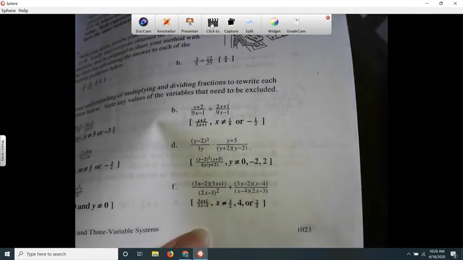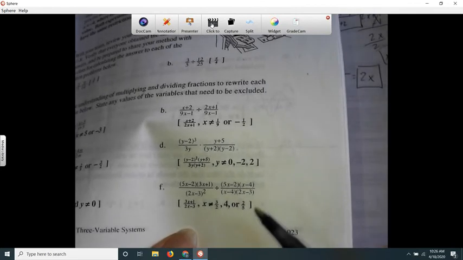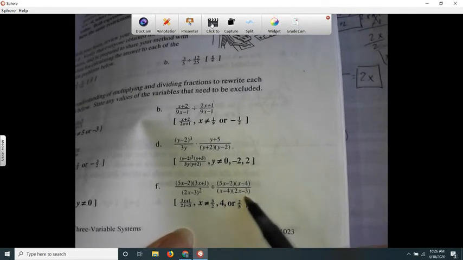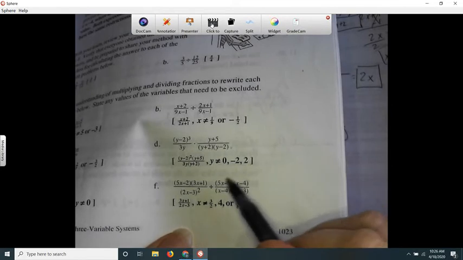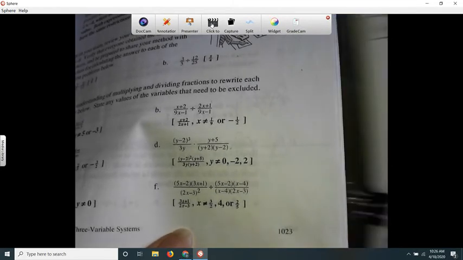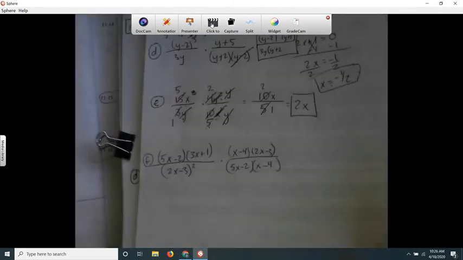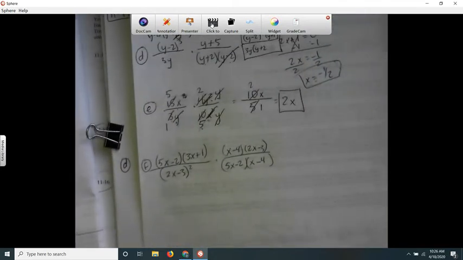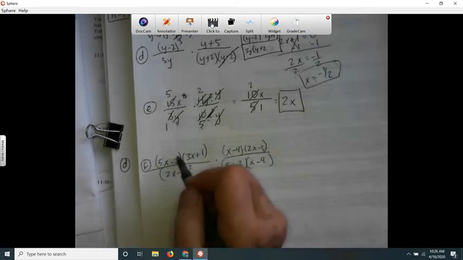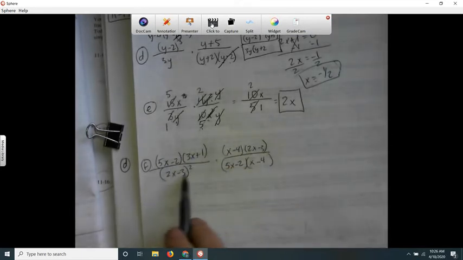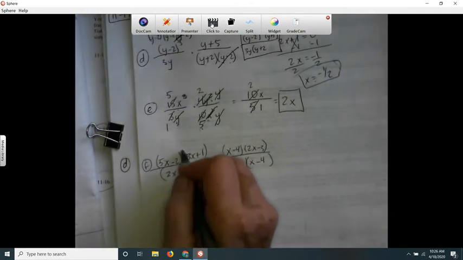Okay, here's letter F. Letter F starts out as a division problem, but when I wrote it down, I wrote the second fraction with the x minus 4, 2x minus 3 on top. I flipped it upside down. I wrote the reciprocal. Okay, so that's letter F. I want to go ahead and work this one out all the way. It looks like everything is being multiplied. Everything is a factor, so I can just cancel stuff out.